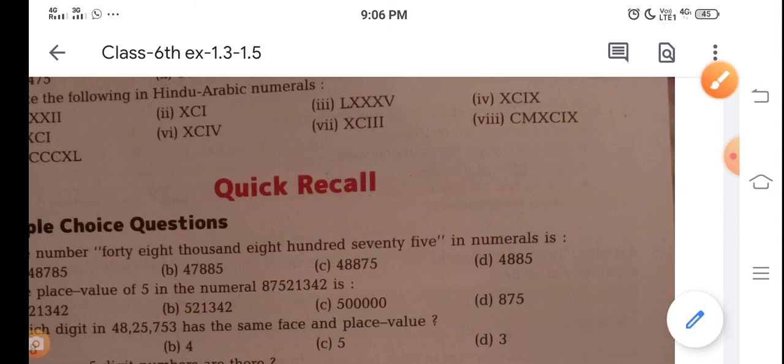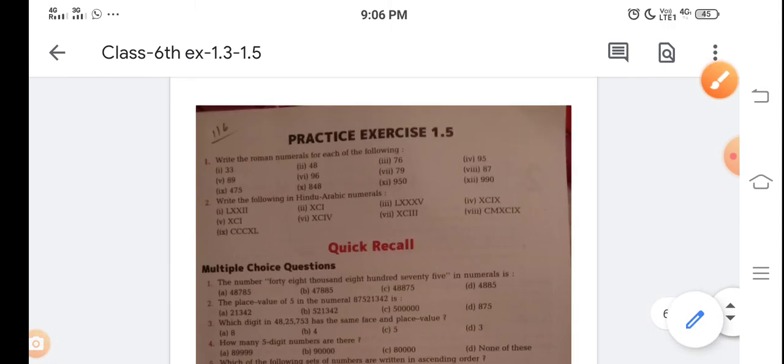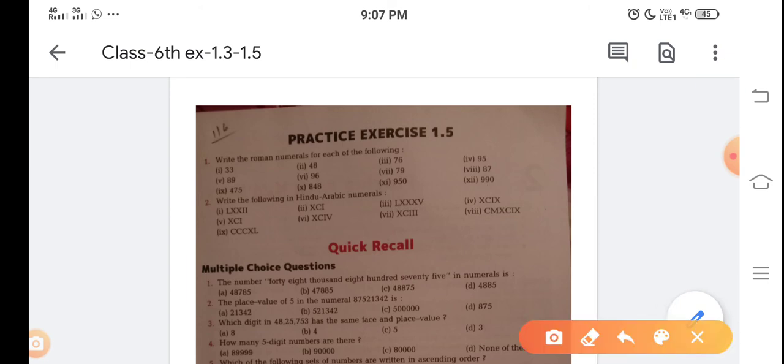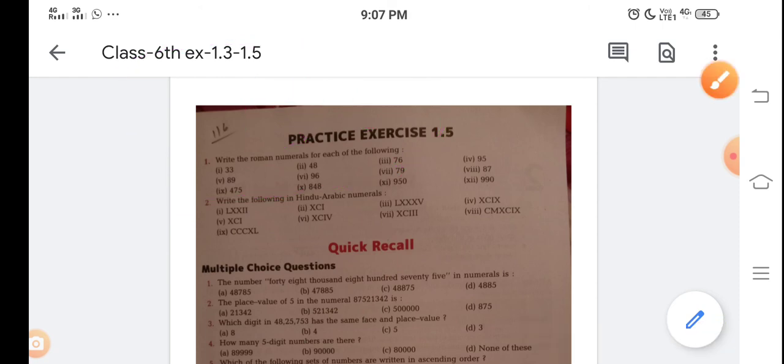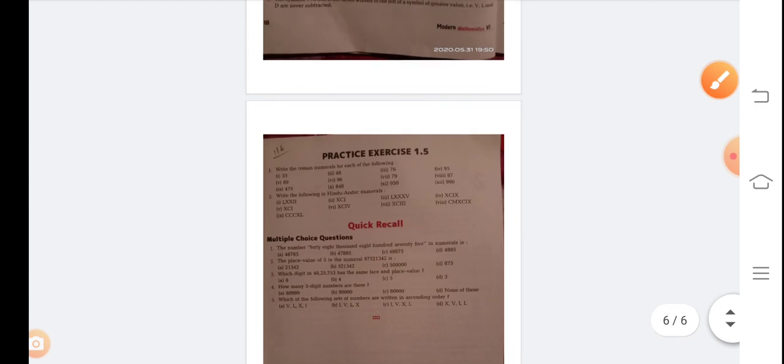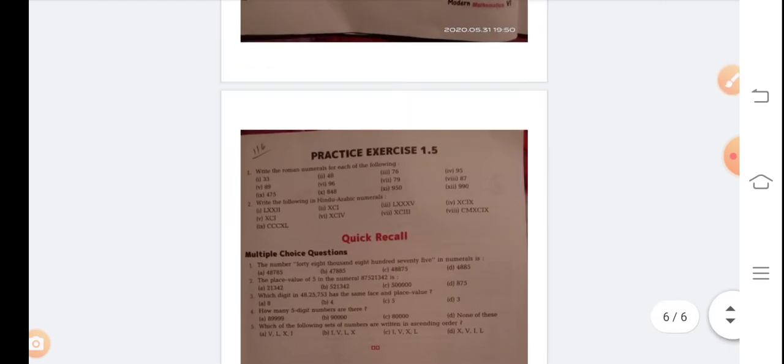So firstly write Roman numbers 1 to 100 in your fair copy. Then start your exercise 1.5 questions and answers. Then if you have any problem, tell me what you do not understand.